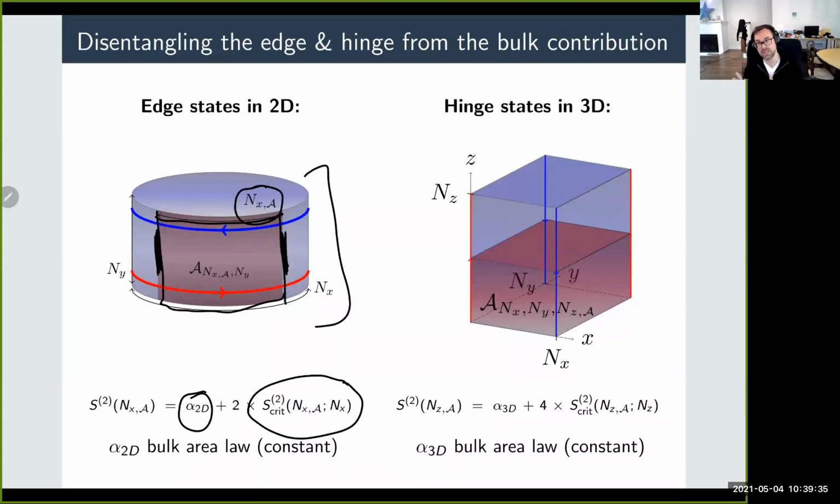I can apply exactly the same trick for the 3D, except here I will use this red region as my entanglement region. The only thing I will change is the height of this cube in red along the z-axis. The bulk contribution coming from the surface here will not change when I change this length here. Only the critical contribution will change.